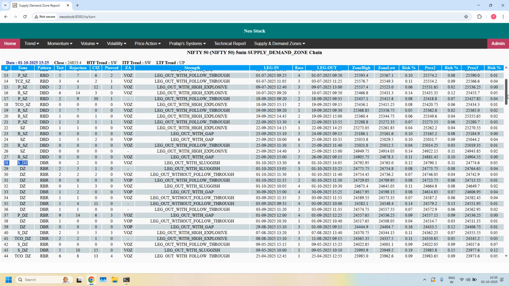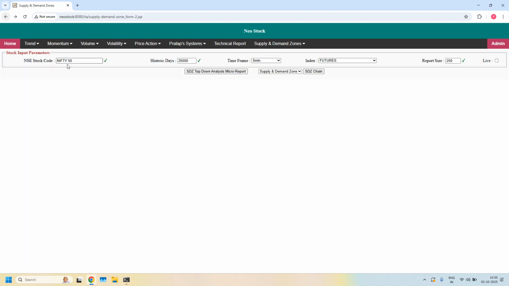So this is the NIFTY supply demand zone chain report generation. Next I will generate the Bank Nifty supply demand zone chain. So I'm going back, changing the name to Nifty Bank, that is nothing but Bank Nifty. Generating monthly supply demand zone chain for Bank Nifty.